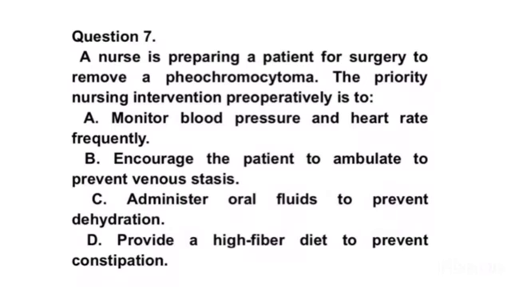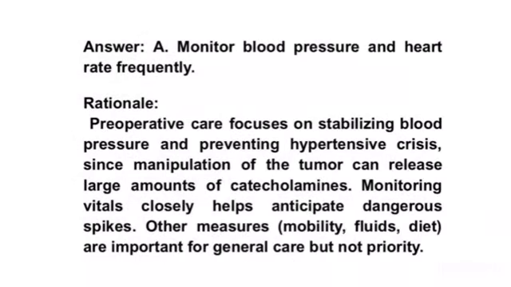Or D. Provide a high-fiber diet to prevent constipation. Answer A. Monitor blood pressure and heart rate frequently. Rationale. Preoperative care focuses on stabilizing blood pressure and preventing hypertensive crises since manipulation of the tumor can release large amounts of catecholamines. Monitoring vitals closely helps anticipate dangerous spikes. Other measures, mobility, fluids, diet, are important for general care but not priority.